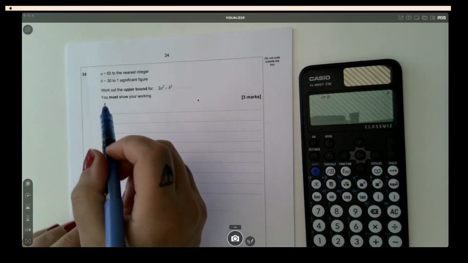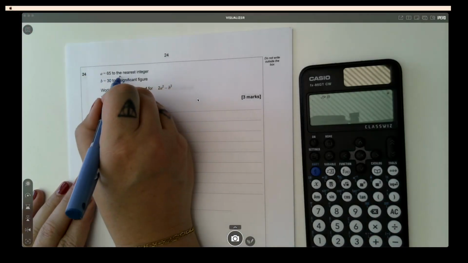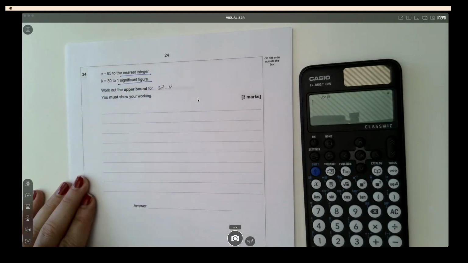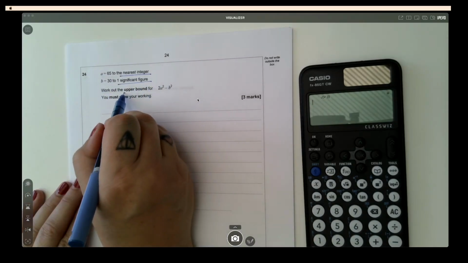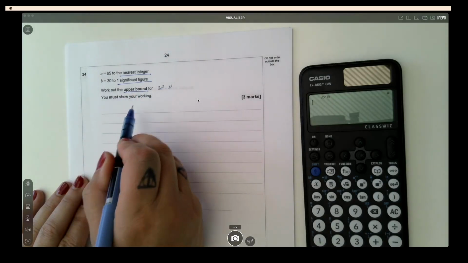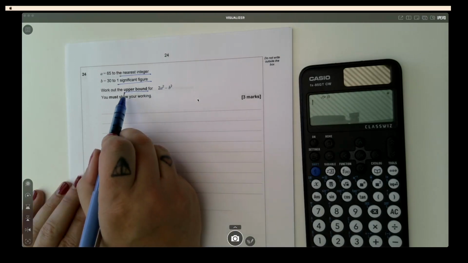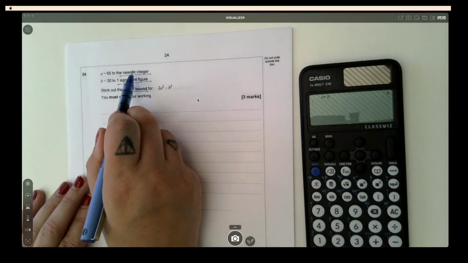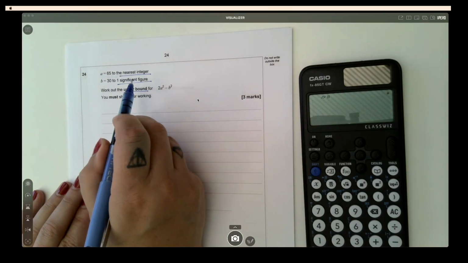Question 24. A equals 65 to the nearest integer. B equals 30 to one significant figure. Work out the upper bound for 2a squared subtract b squared. You must show your working out. So straight away, they want us to work out the upper bound for this calculation. So I'm going to need the lower bound and the upper bound of these two values.